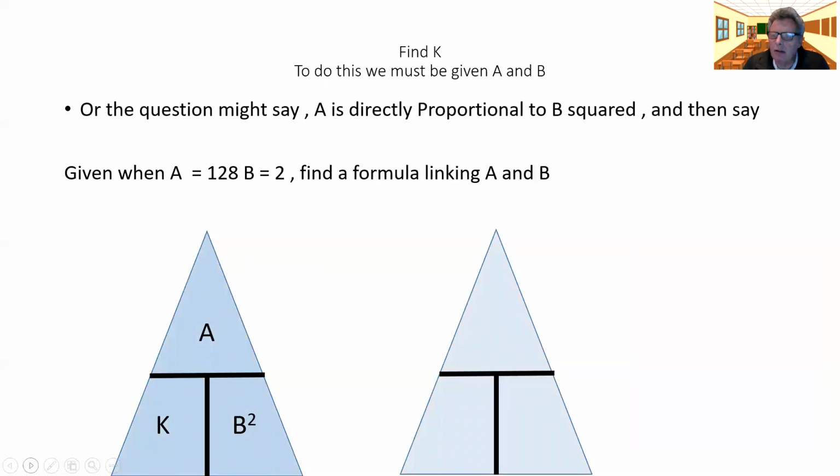Next question again, write this down, pause the video, and then check your answer. This one, slightly harder, we're saying A is directly proportional to B squared. But then it tells us when A is 128, B is 2. And what we want is a formula linking A and B. So we've got to find K. So pause the video, have a go, and then check your answer.